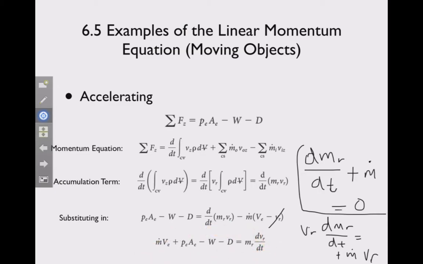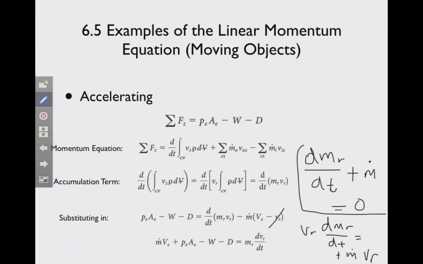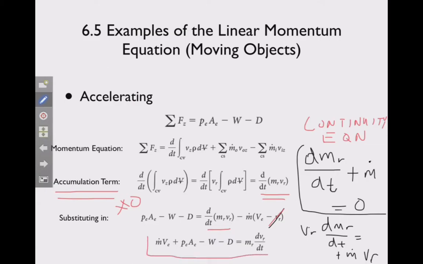So the point is this. If I summarize what I just said, the accumulation term is not equal to zero in this case, so we need to deal with it. And we see that it has two parts. By using the continuity equation, we can cancel out this term and half of this term here. This gives us a resulting equation for the momentum of the rocket.